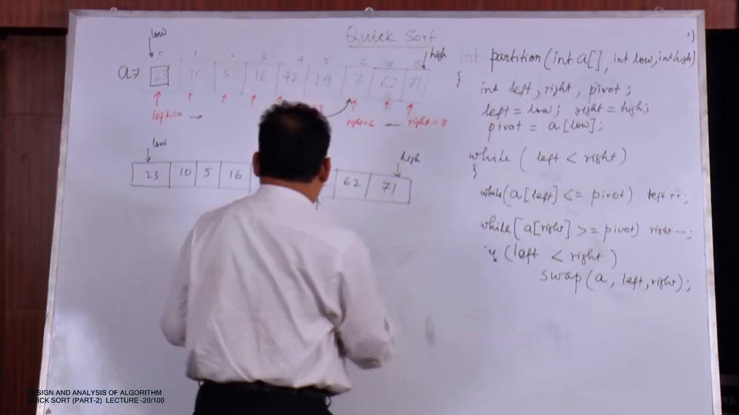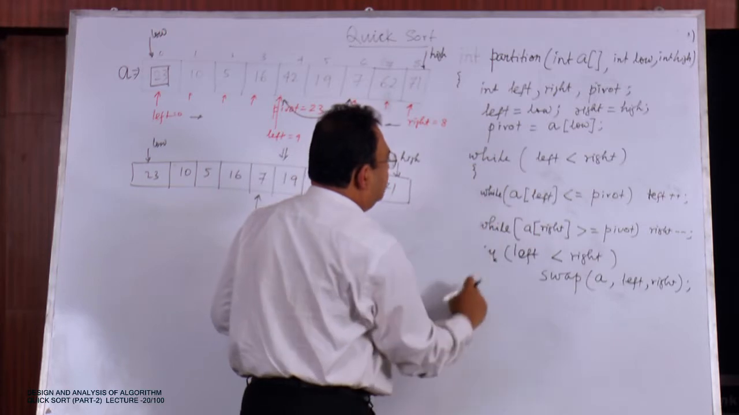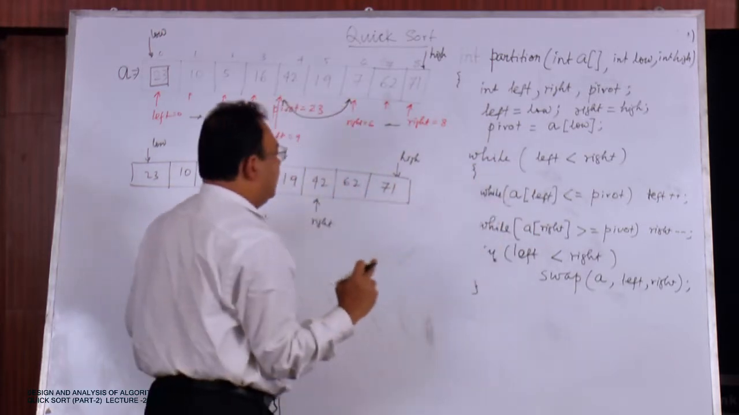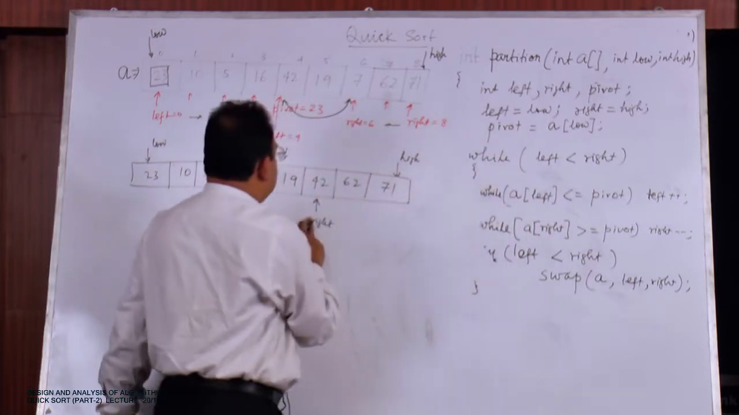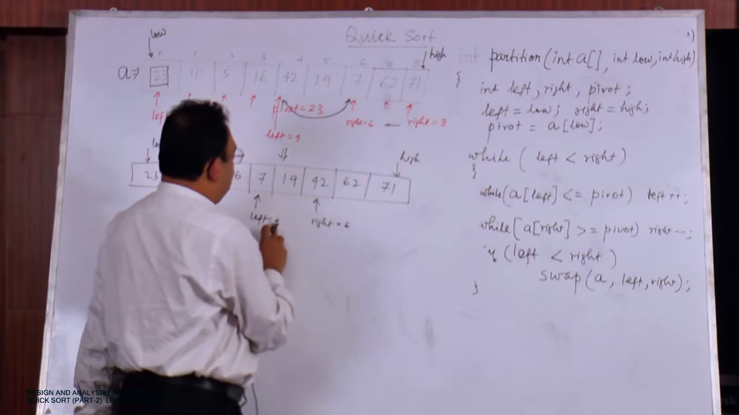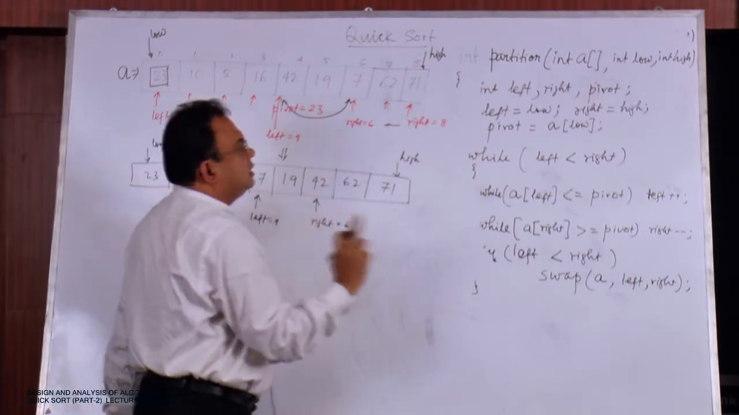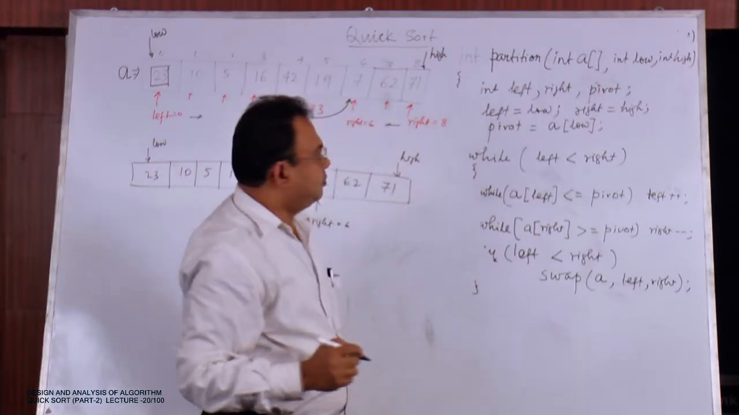Now, again all elements are not yet examined. So, this is the end of this while loop, and this while loop will start its iteration again. Left is less than right, because left is now 4 and right is 6. 4 less than 6, that is true. So, again these two loops will be executed.